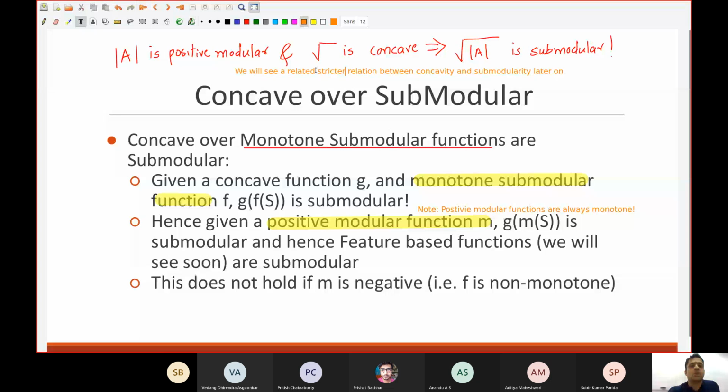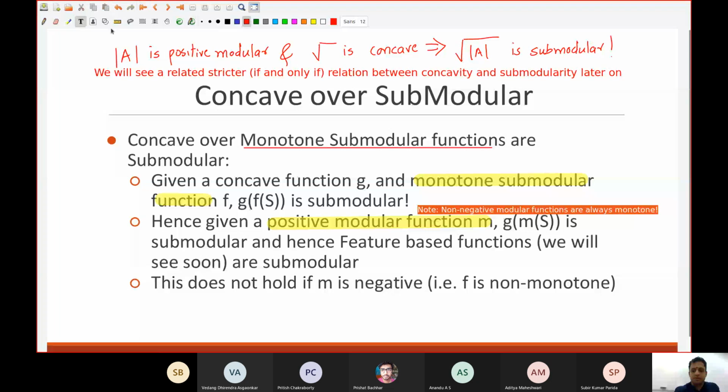Sorry? So you can say it's non-negative. Yeah, that's a good point. We can, yeah, let me just change this to non-negative. Okay.